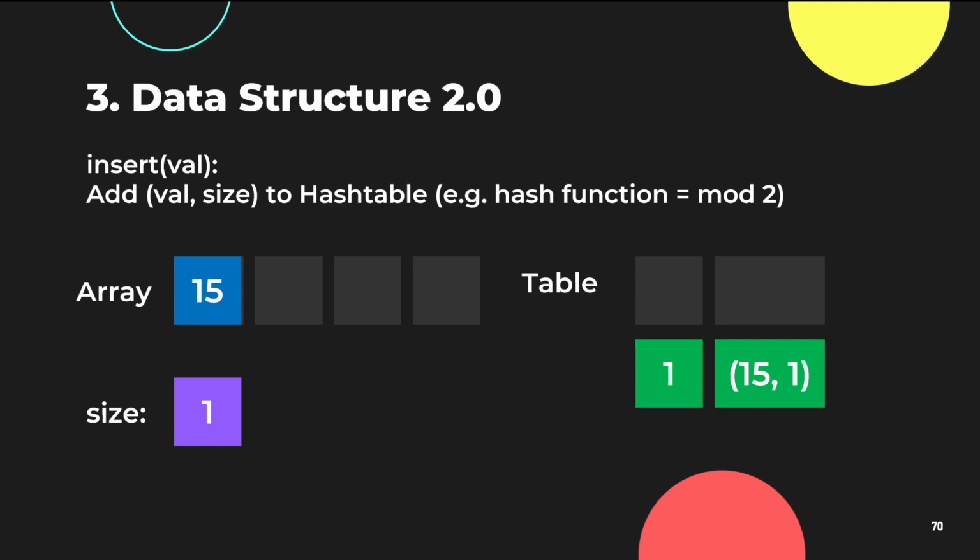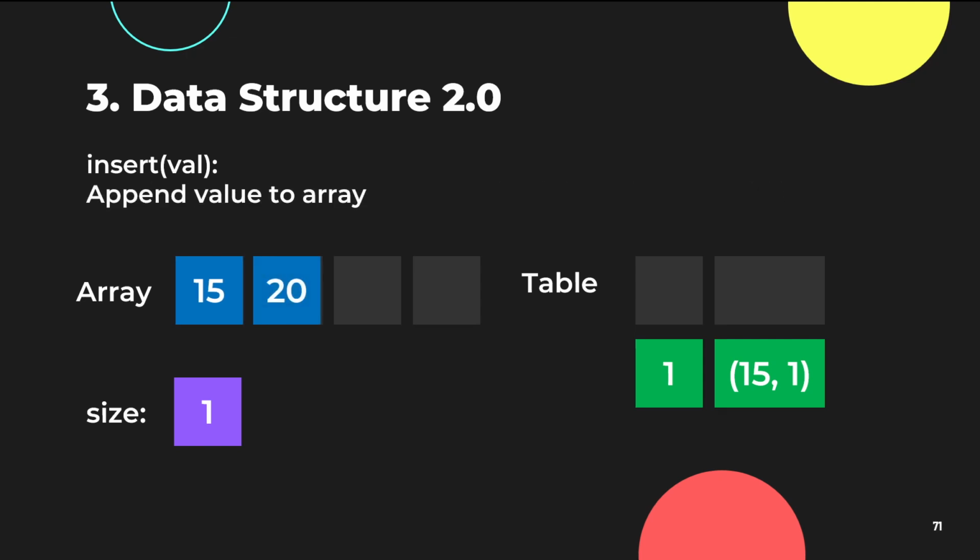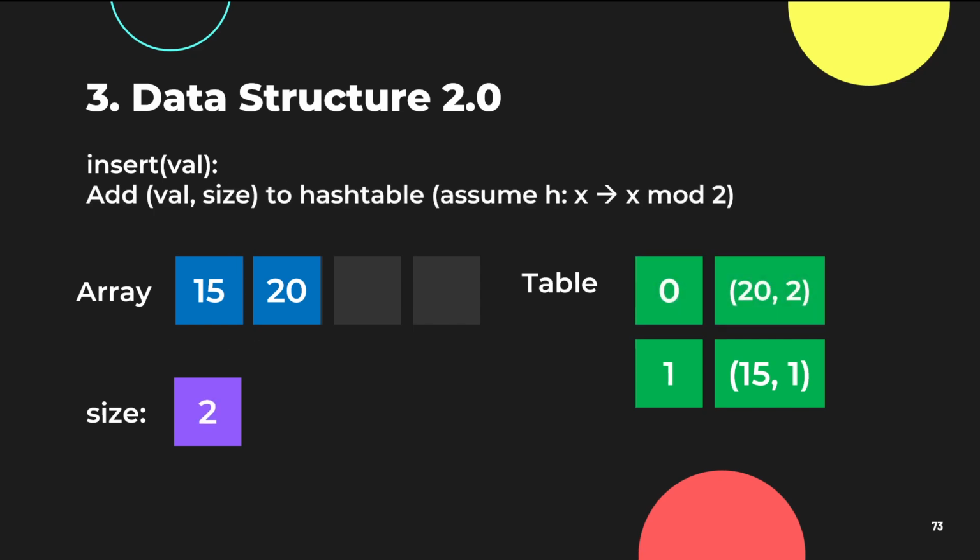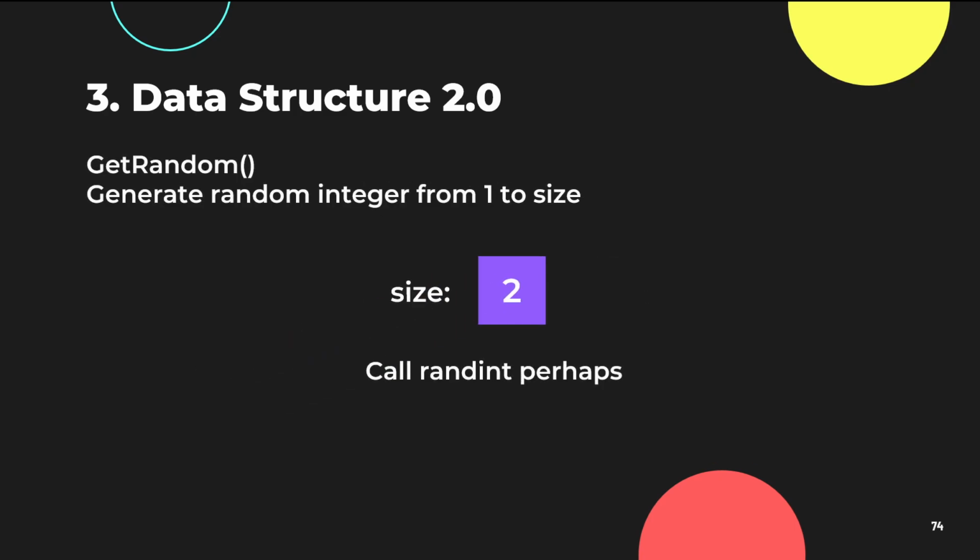Then I continue adding values to my array. So 20, add it, increment the size, then I add the value and the size to the hash table. Why do we need to keep the size? Keeping the size here is important because, as Kevin mentioned, this acts similar to the second hash map.